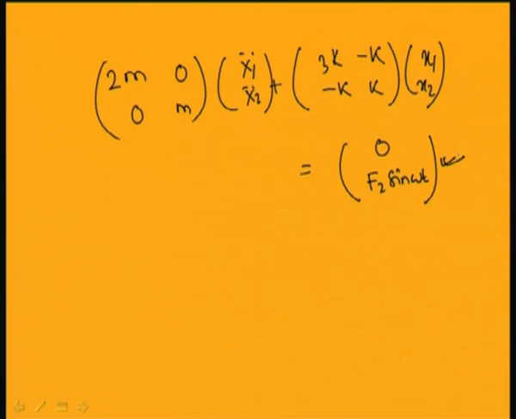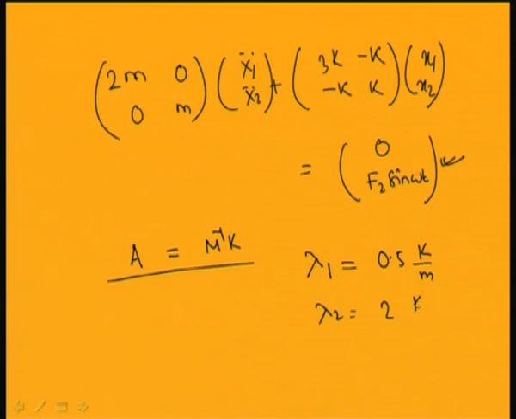In this case we have to find the response of the system. To find the forced vibration response of the system, first we have to find the modal matrix. Already we obtained the modal matrix of the system from the A matrix. First we found the A matrix, which is M inverse k. From this A matrix we obtained the eigenvalues of the system: lambda 1 equal to 0.5 k by m and lambda 2 equal to 2 k by m.